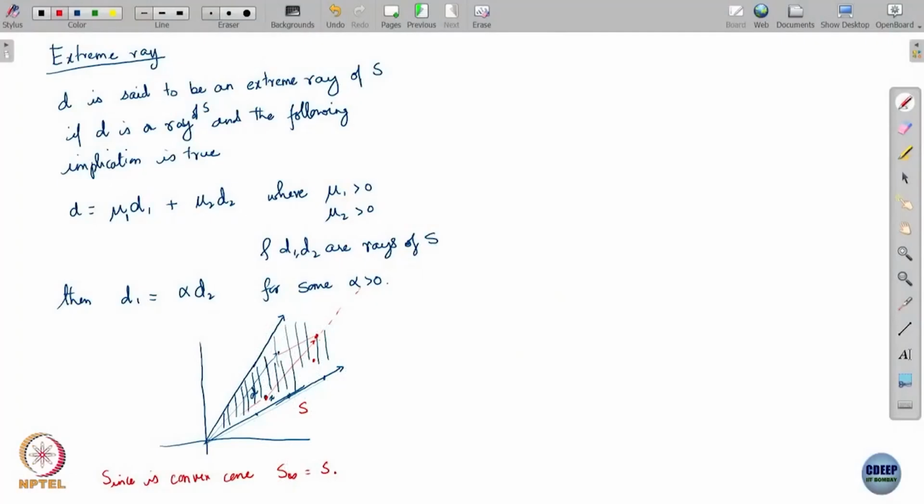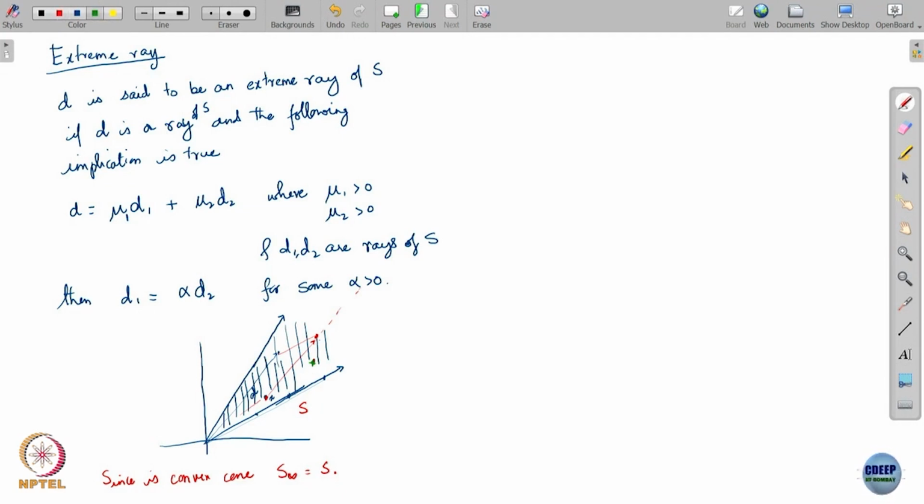Extreme rays are those that, if you try to write them as a strictly positive conic combination of 2 other rays, it cannot be done. Those two rays have to be coincident on each other, right. Which means that if you take some point like this, that sort of point cannot be an extreme ray.